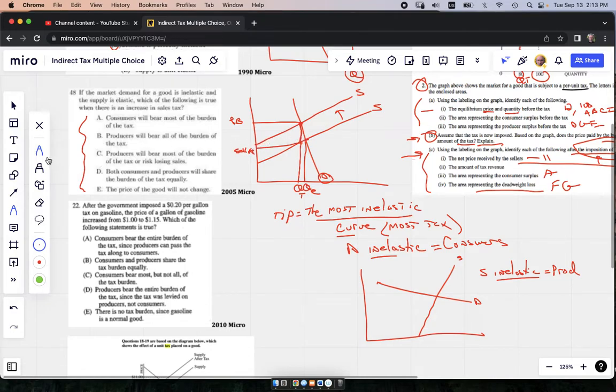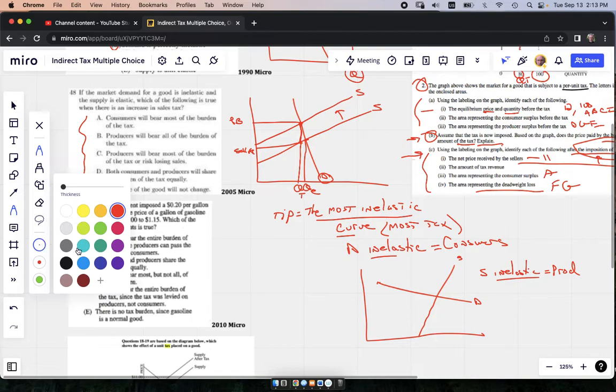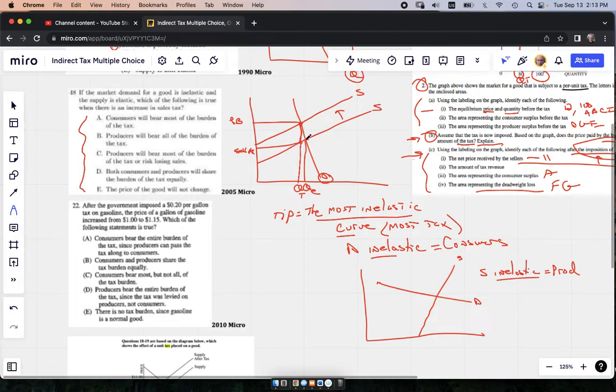But look at this. If we were to find the old equilibrium point, let's do it. Here's the old equilibrium point. If we go straight across here, what we can see clearly is that out of this tax wedge or government revenue area, the consumer section of it is huge. The producer would only pay that amount of the tax.